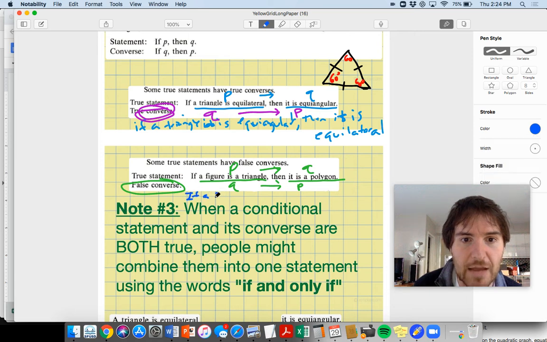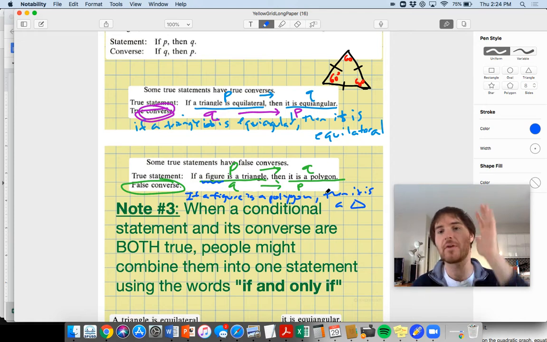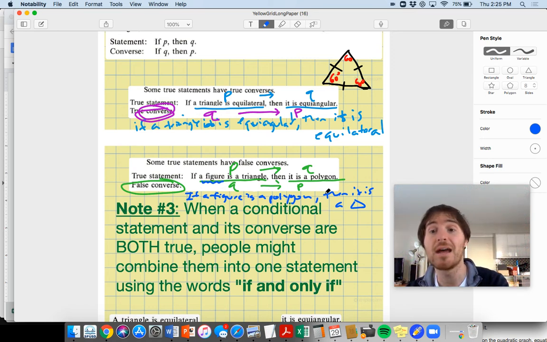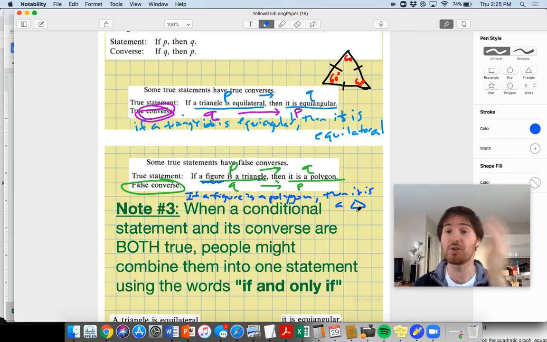So if a figure, okay, the figure part isn't really necessarily part of the hypothesis, so that doesn't need to move. If a figure is a polygon, then it is a triangle. And that, of course, my friends, is definitely false, because if a figure is a polygon, it could be a hexagon, an octagon, a decagon. So you have some counterexamples that would disprove that this if-then statement has to be true. So it's only sometimes true. It's only true when you're talking about triangles. If it's a polygon, then it's a triangle.